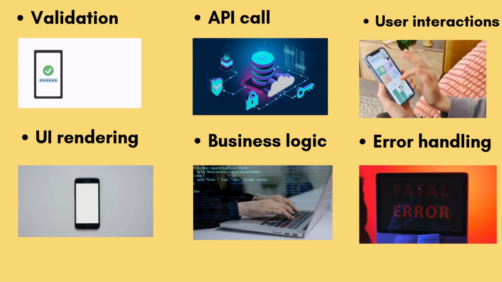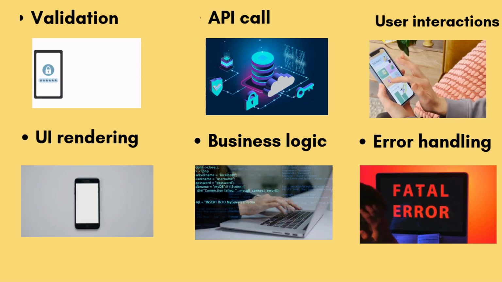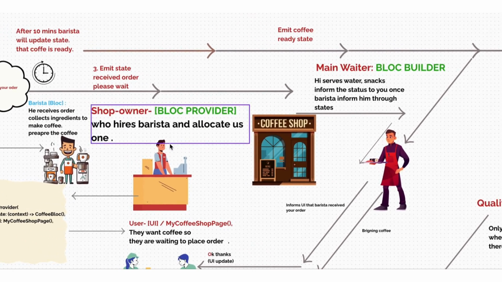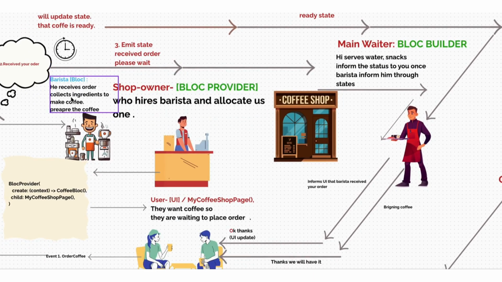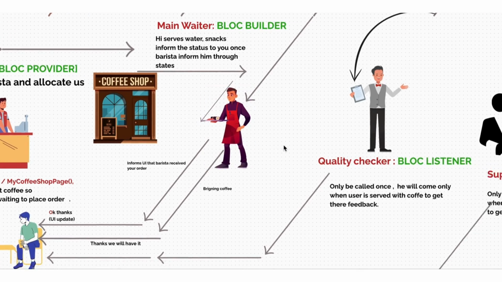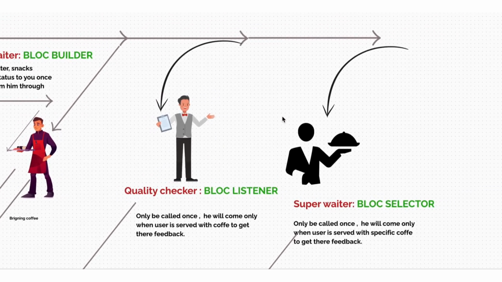So in order to overcome this problem, we move to Bloc, the Bloc architectural pattern. It's a very structured pattern. Inside it, we have many stakeholders performing individual and different tasks. To name a few, we have BlocProvider, BlocBuilder, BlocListener, BlocSelector, and BlocConsumer. Now, if we consider the example of the coffee shop, we have a shop owner, the main entity, who hires many people to work under him, like a barista who prepares coffee. We have the BlocBuilder, who is the main waiter who serves us. There is a quality checker who checks the quality of the food, and there is a BlocSelector, a particular waiter who looks only for particular types of coffees.